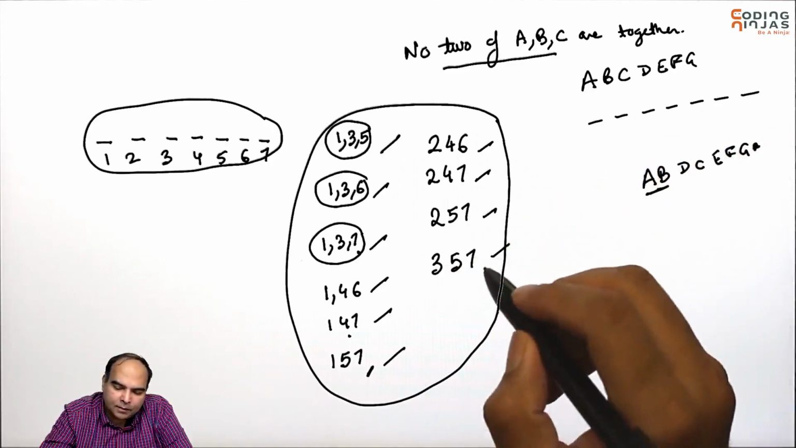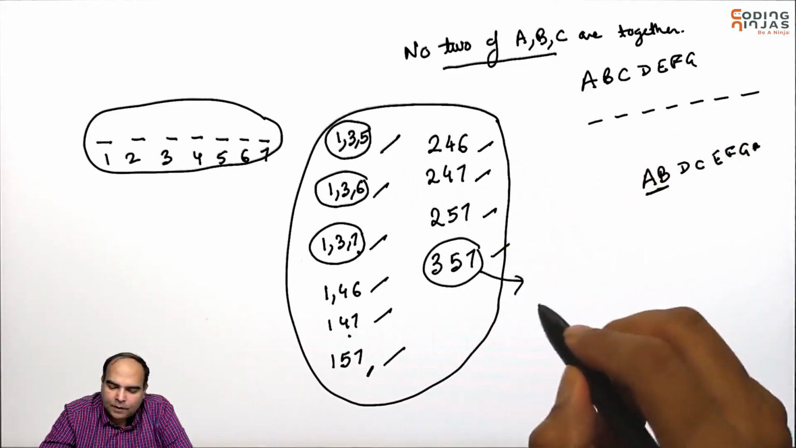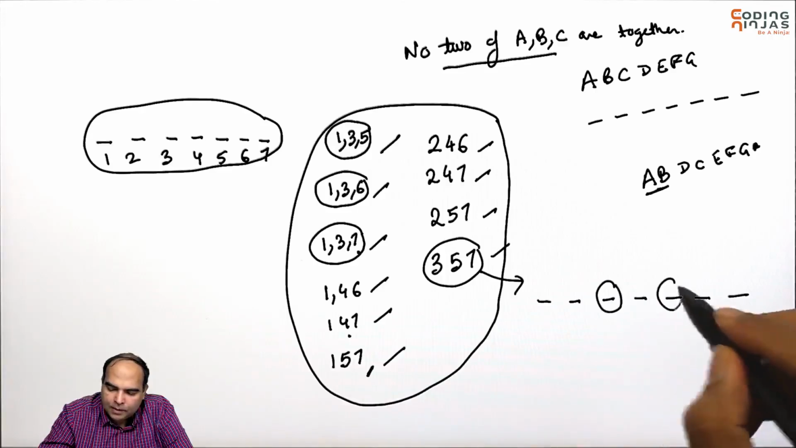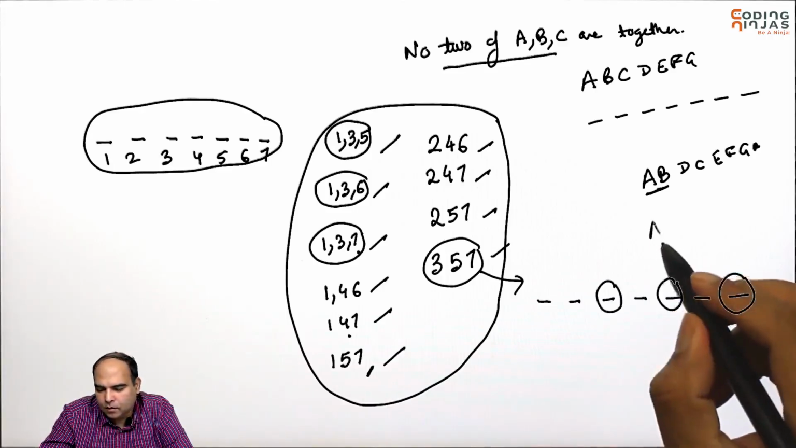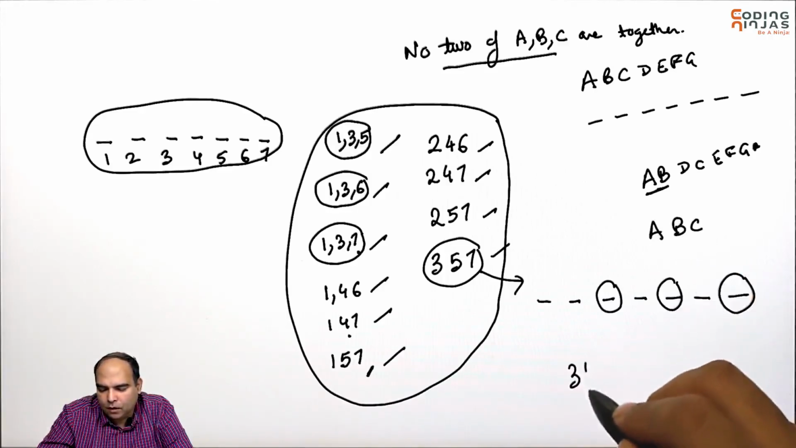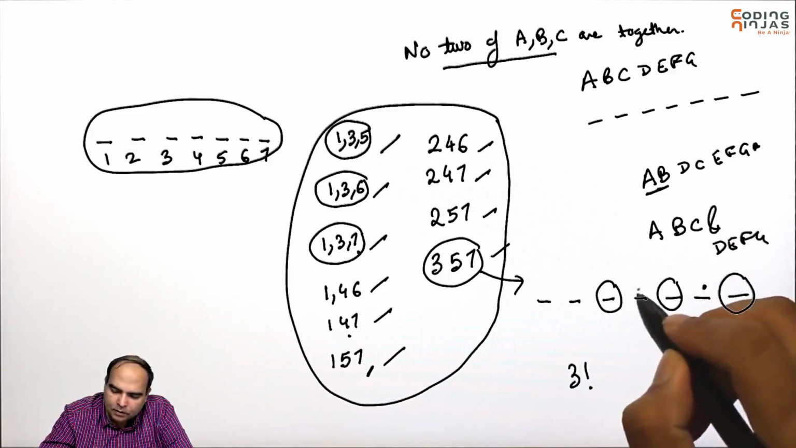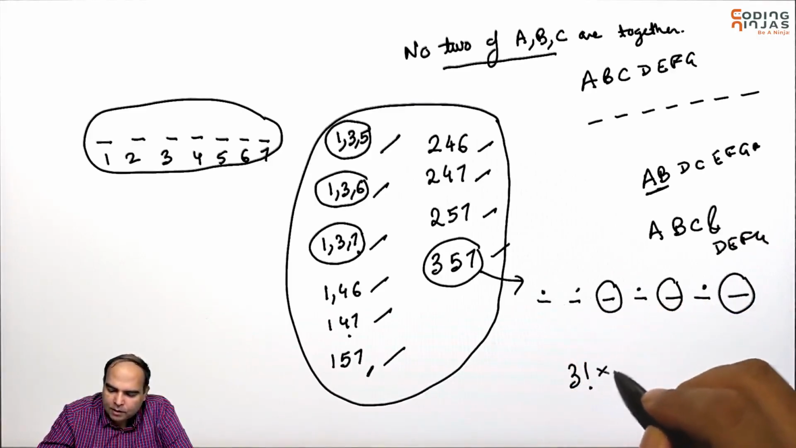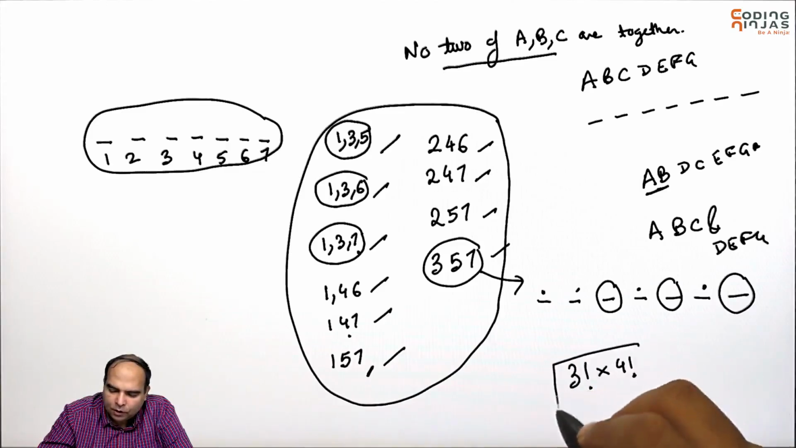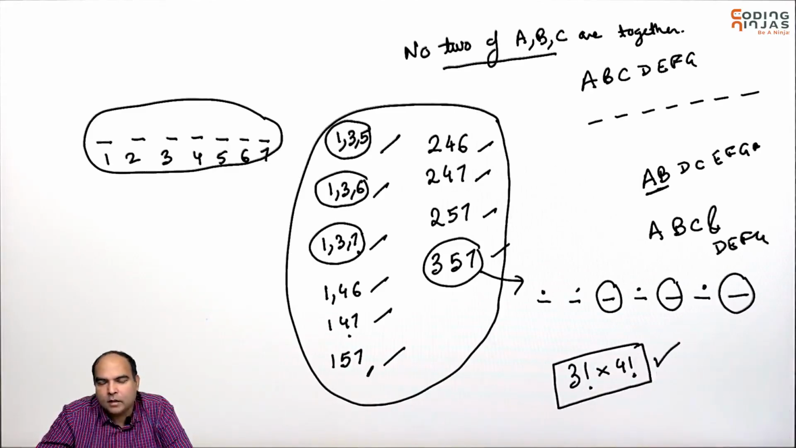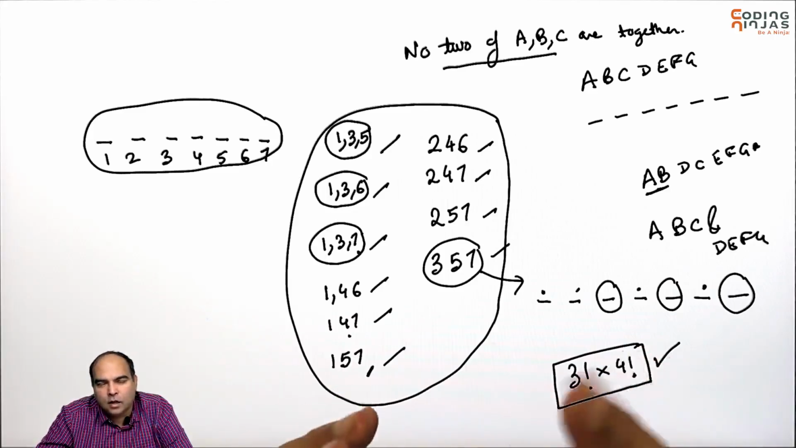So for example, in this case, if I'm thinking of 3-5-7 being ABC in whatever order, that means I have to place ABC in these 3 places. So ABC in 3 places is 3 factorial, and D, E, F, G have to go in the other 4 places. So DEFG in 4 places will be 4 factorial. So 3 factorial into 4 factorial becomes the answer, and hence this would become the right solution to this.